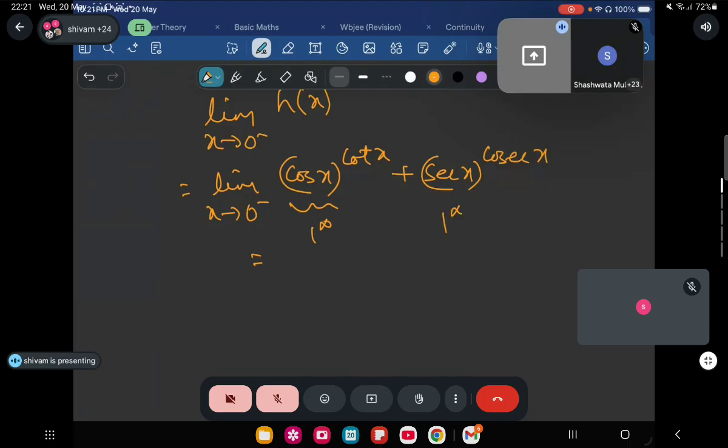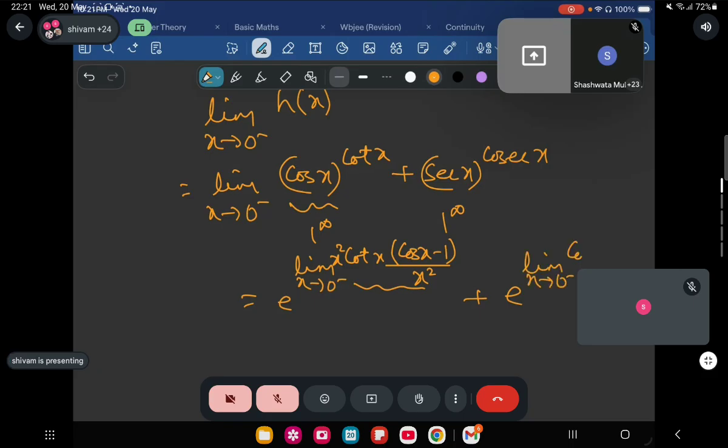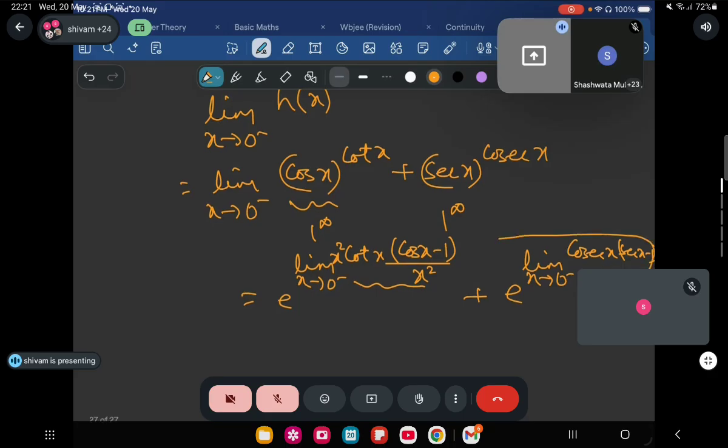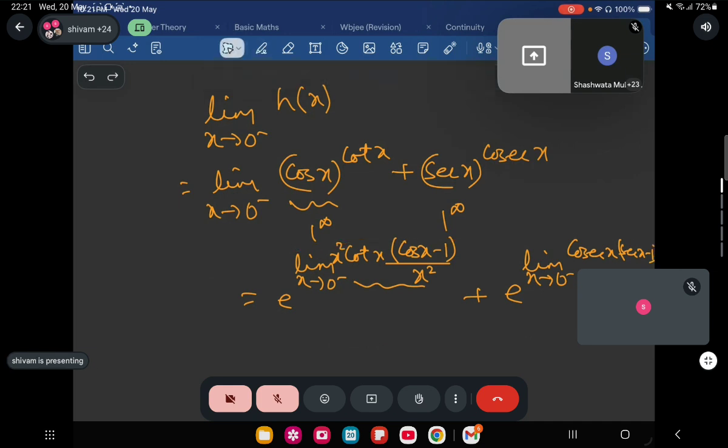Tell me, are you getting, Abhigyan? So let us apply. This will become e to the power limit x tends to 0 minus cot x into (cos x minus 1). Okay, we have to divide by x square and multiply it by x square. See, it is becoming 0. Plus, this will become e to the power limit x tends to 0 minus cosec x into (sec x minus 1). This one will also be equal to 0, when you divide by x square and multiply by x square. Tell me, Abhigyan, are you getting? Yes or no? Yes, sir.